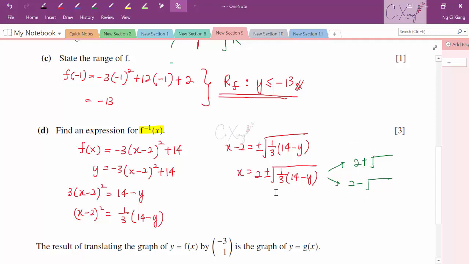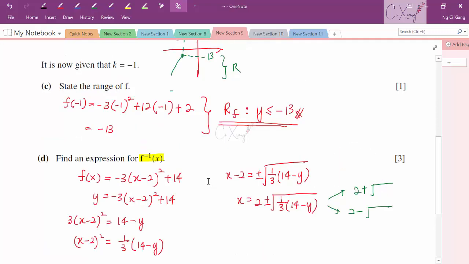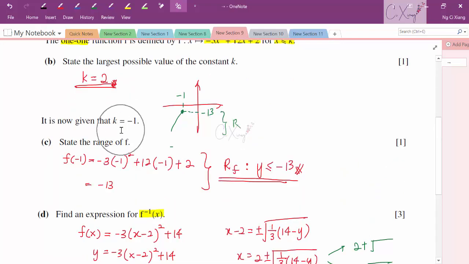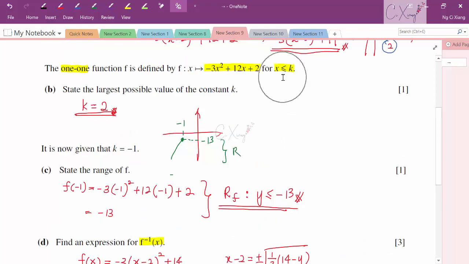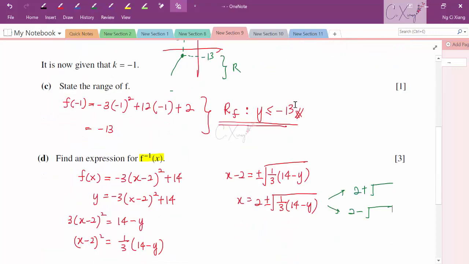Okay, so let us have a look at the domain for the original function. Now they tell us that k is equal to -1, right? Okay, k is equal to -1. So that means the original function has x smaller than or equal to -1. So you have to consider which of the functions here will give us a value that is smaller than or equal to -1. So definitely 2 plus the square root of something.